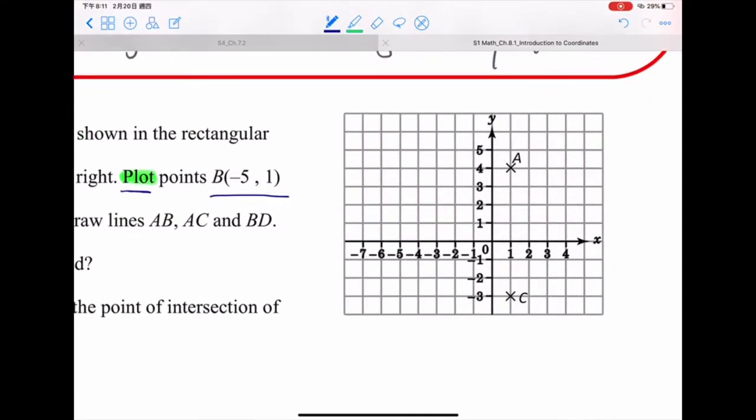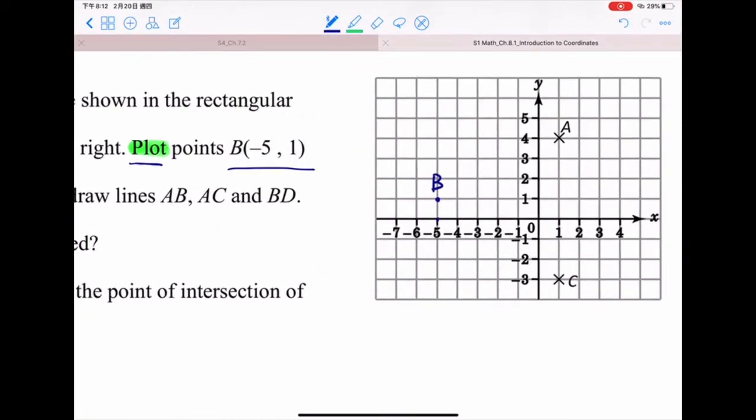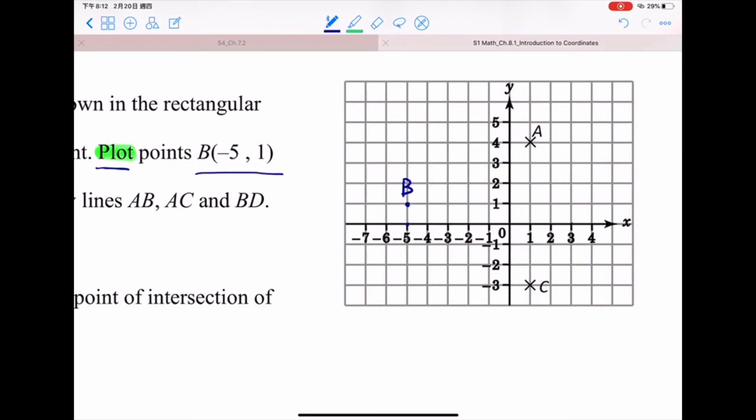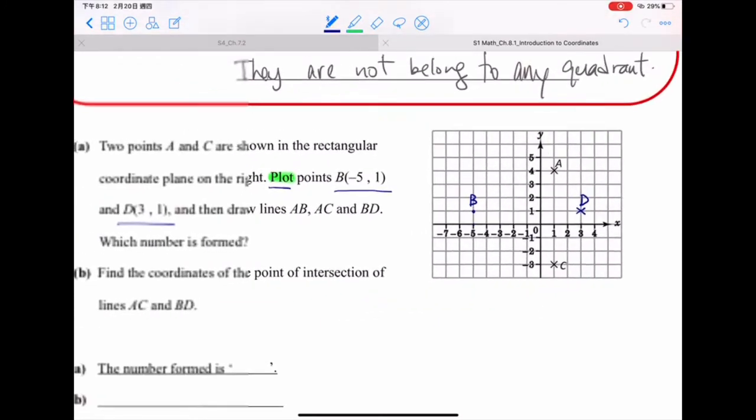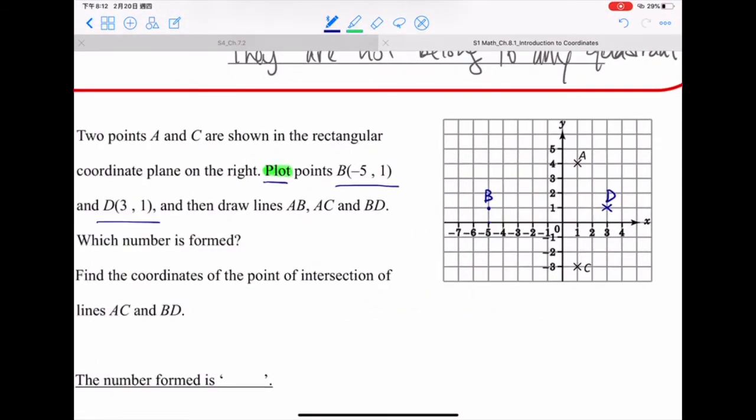So let's see. -5 is here, and then 1 is here. So this is point B. We can use a dot or a cross. So D is 3, 1. So 3, 1 here, which is D. After we mark it on the plane, don't forget to write down the letters in capital letters. So this is the first step. And secondly, draw lines AB, AC, and BD.